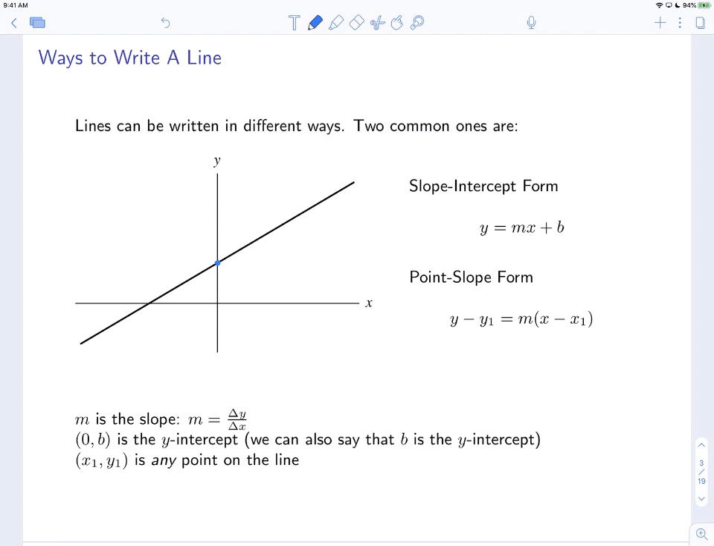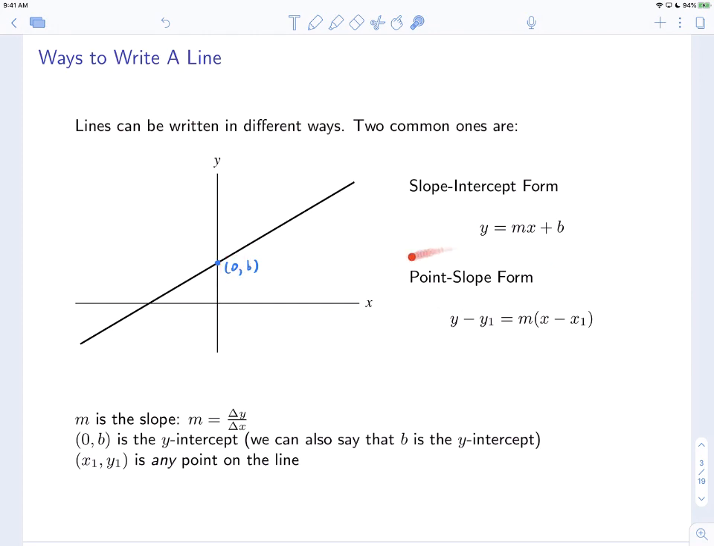Now technically the y-intercept is the point with coordinates (0, b). But often, just as a shorthand or as a shortcut, we just say that b is the y-intercept, and that's okay too. But really when we're talking about the y-intercept, we're talking about this point, even if we just say that the y-intercept is b. That's because when you're talking about the y-intercept, it's understood that the x-coordinate is 0.